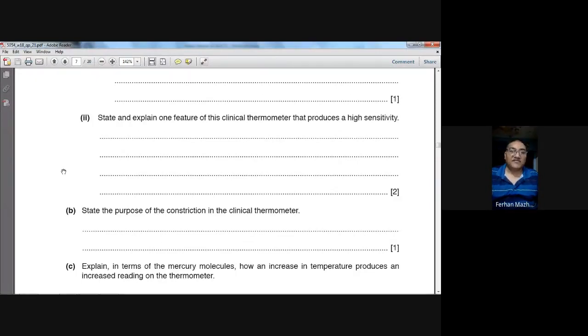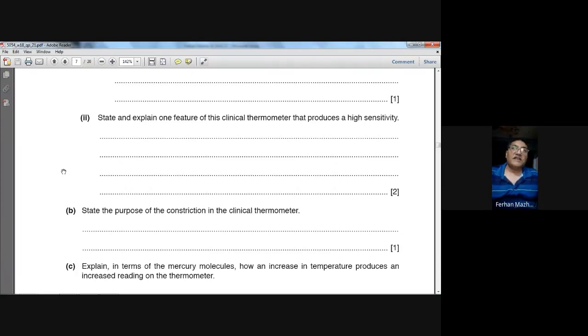Question number A, its second part is: state and explain one feature of this clinical thermometer that produces a high sensitivity. To produce a high sensitivity in any thermometer, the bulb of the thermometer should be of large size and it should be filled with a large amount of mercury, because the larger the original amount of the mercury, the larger will be the volume expansion on the rise of temperature, and there will be a larger change in the length of the mercury column. So the thermometer will become more sensitive.